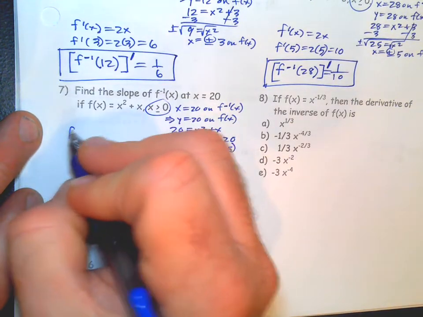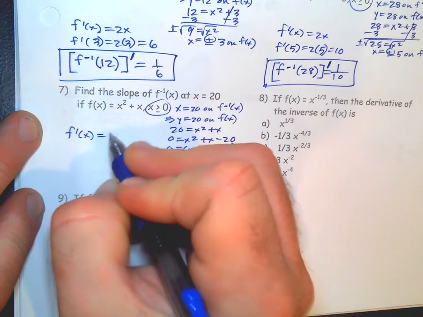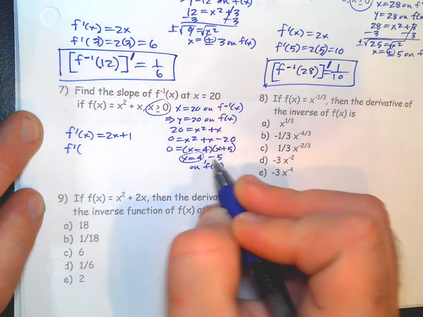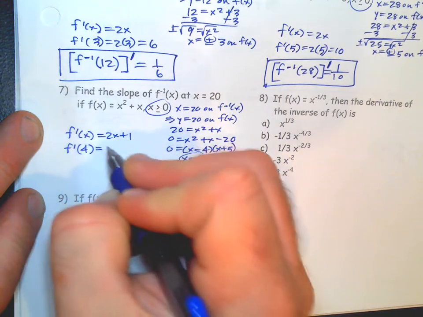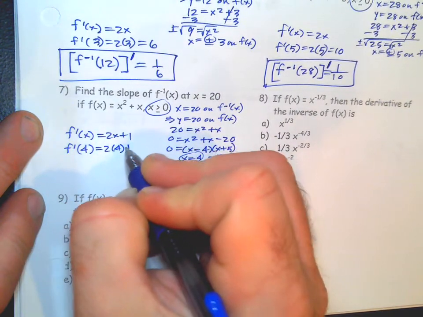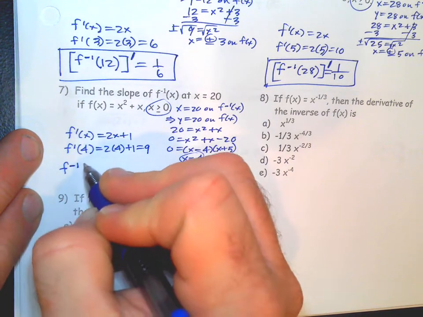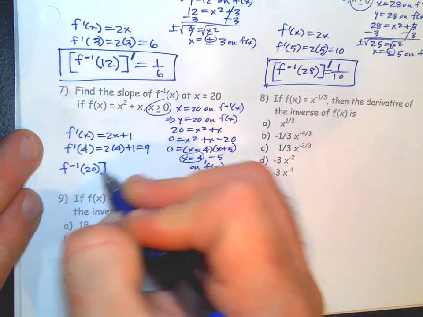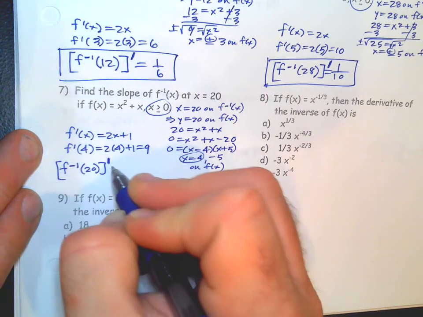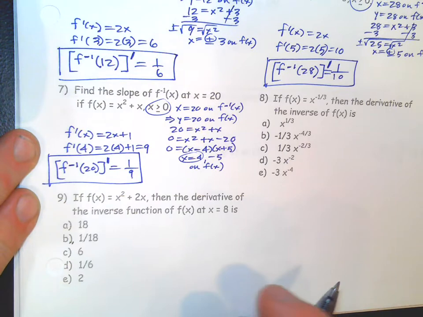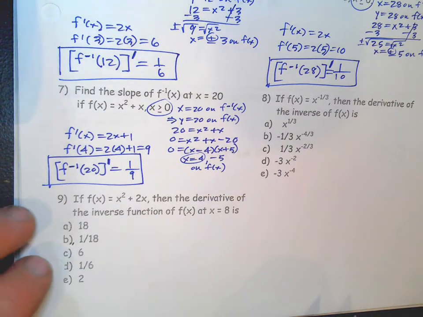So I'm going to just define the derivative of the original, and I'm going to plug 4 into it. And then I'm going to use that to find the derivative of the inverse at 20 by simply flipping it upside down. That's how you do it.